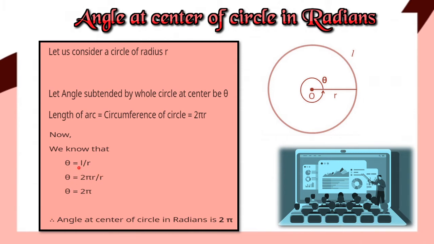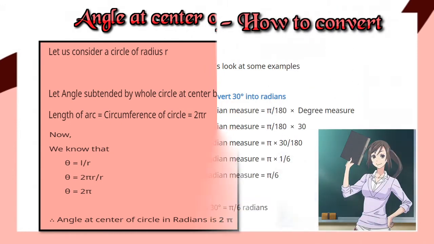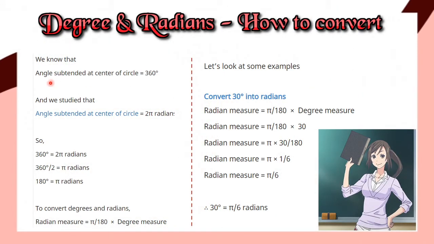And what is L here? What is the length of r? This is the complete circle, meaning the circumference. It means 2 pi r upon r. So theta is equal to 2 pi. So the angle at the center of the circle in radian is 2 pi. And we know the angle at the center of the circle in degrees is 360 degrees.